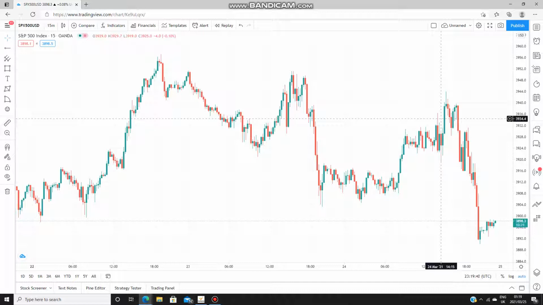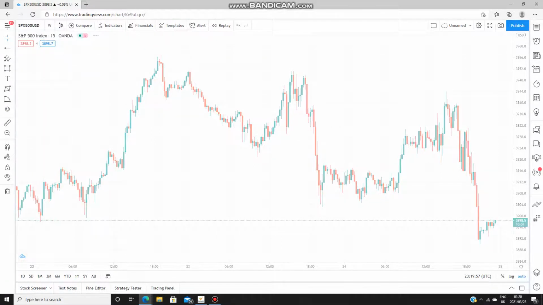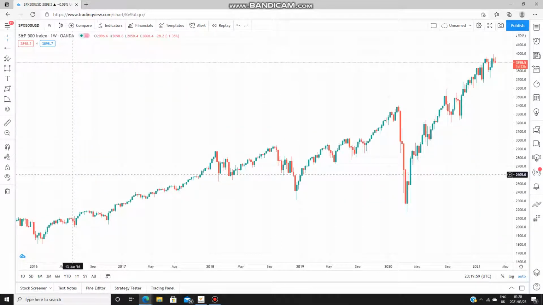So I'll kick things off with SPX 500. It's been a while since I actually traded SPX 500, but I spotted something quite amazing earlier during the week. So let's kick things off. You know how I do my analysis. I start from the top to the bottom. So I'll kick things off on week one.